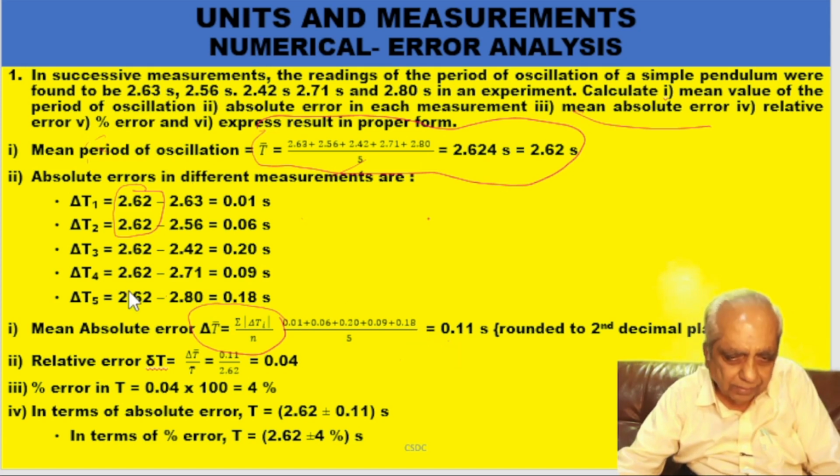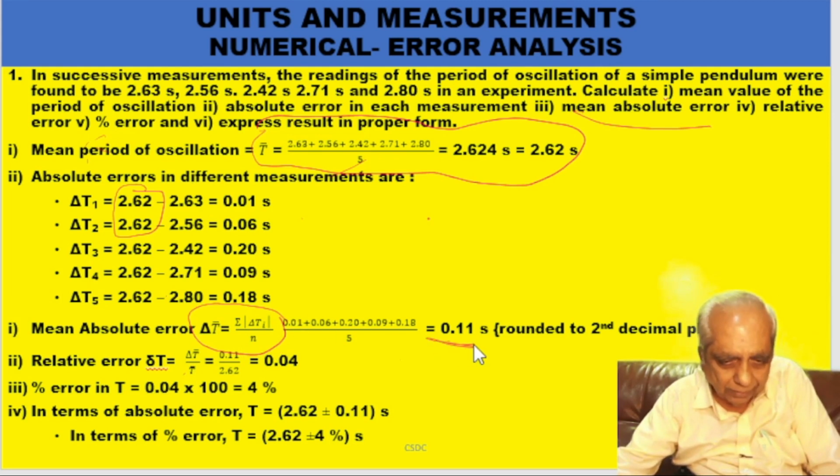Then relative error is absolute error upon the true value. So this is my average mean absolute error divided by 2.62, which is the true value. So I will get the relative error. And percentage error means multiply by 100. So 0.04 into 100 will give me 4%. So this is the percentage error.